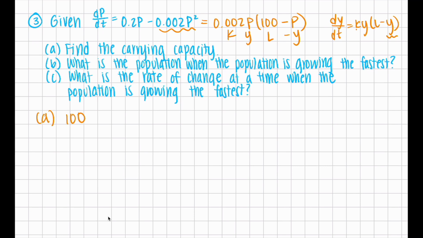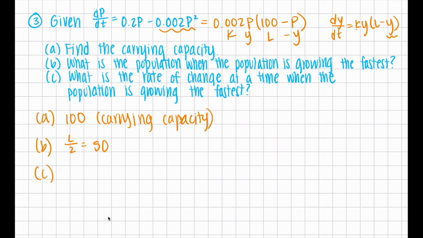I'm going to say carrying capacity. Letter B, what is the population when the population is growing the fastest? That's going to be the carrying capacity divided by 2, so that's going to be 50. So the population is 50 when it's growing the fastest.